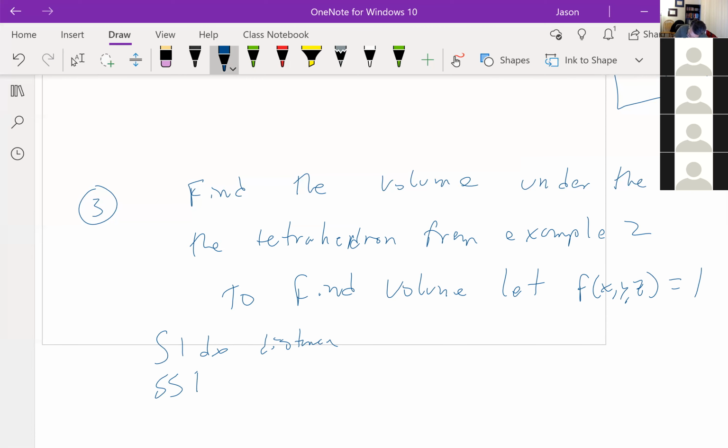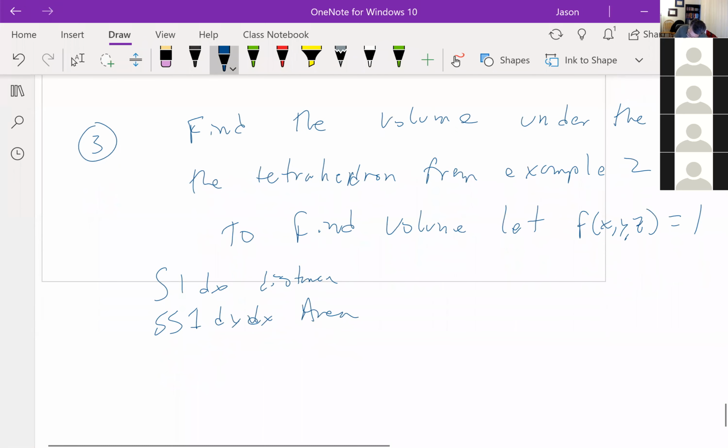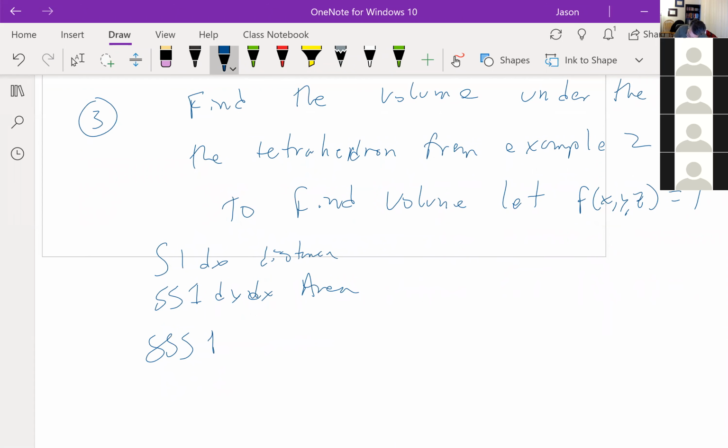The double integral of 1 dx dy is area, and the triple integral of 1 dz dy dx is volume. I just want to make sure you guys know that. If you do a triple integral on 1, it will give you the volume.